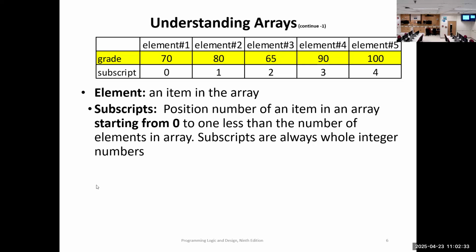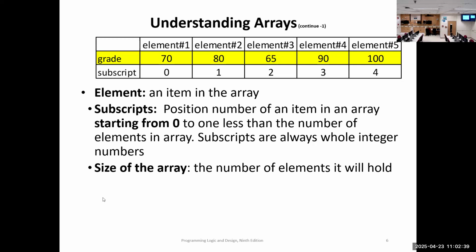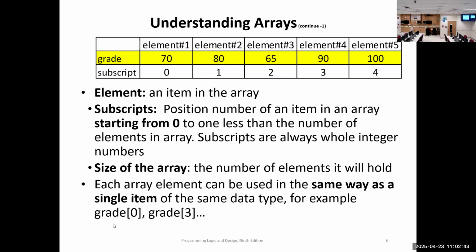And remember that the index or subscripts are only whole integer numbers. The size of the array is the number of elements in it, right? And each array element can be used the same way as a single item of the same data type. For example, we have grade 0, grade 3, right? So remember one thing very important here. I see that some of you make mistakes here. Remember that whenever you use an array, you have to use a combination of the array name and the index number.